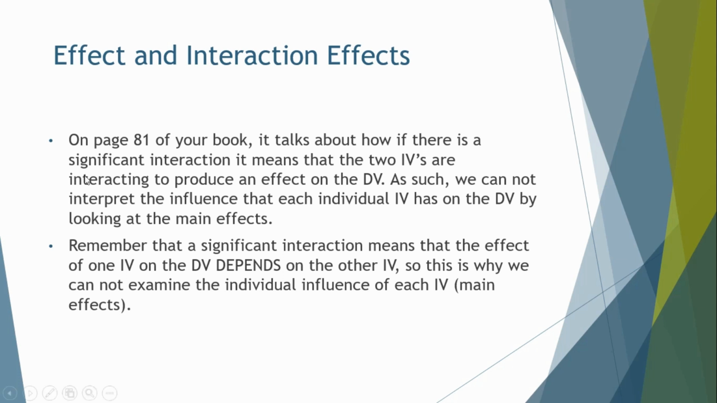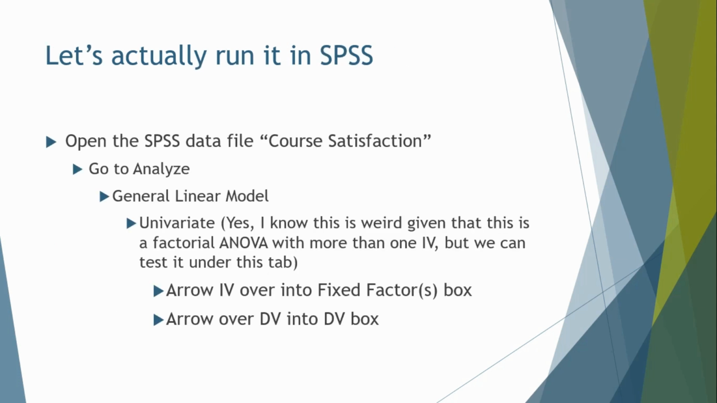So your book talks about this on page 81, okay? If you have a student gender by professor gender significant interaction, then you will not be interpreting the individual effects of student gender and professor gender on course ratings, okay? I'll keep talking about that here in a little bit, but let's look at an example.